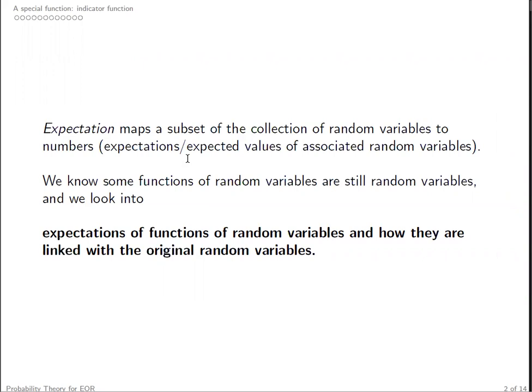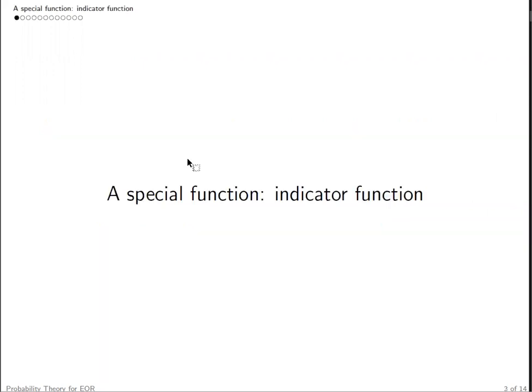In this video, we look into expectations of functions of random variables and show how they are linked together with the original random variables. In particular, we're going to discuss a very special function, the indicator function. It's a simple function, but it's used everywhere. It's a building block for many studies, and you're going to see its presence in artificial intelligence, machine learning, almost everywhere. The first question: what is an indicator function?